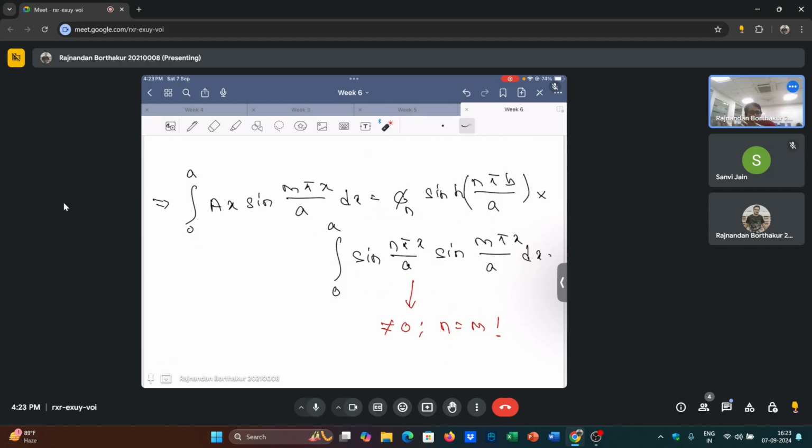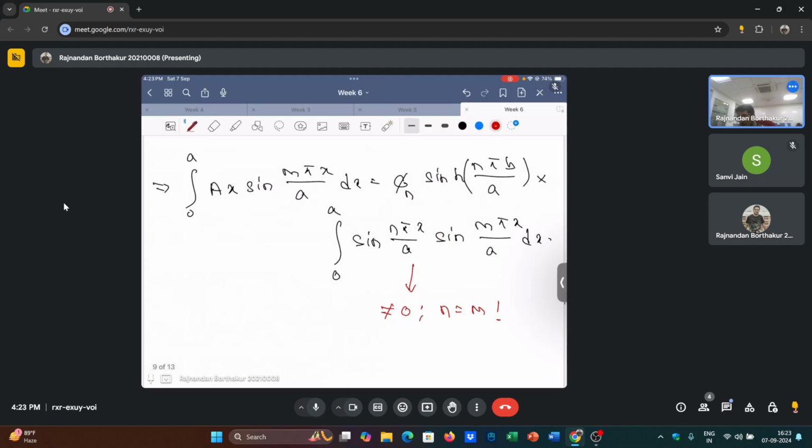And for all other cases, when n is not equal to m, this integral will be equal to 0, and that's why this term would just go to 0, which means without loss of generality, I can just write this as an equation.